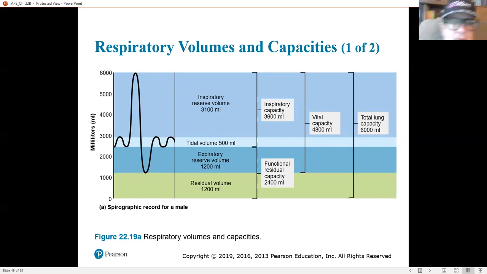So you will probably, I've done this in the past on other tests. We'll see if I do it this time, but I've given people charts like this and had them label what is inspiratory reserve, what is expiratory reserve, using the abbreviations. What is the residual volume, etc.